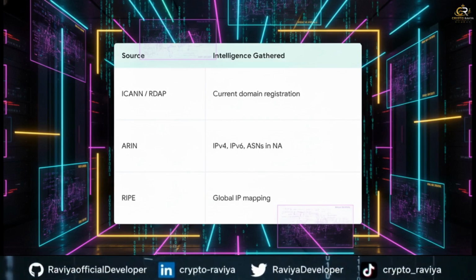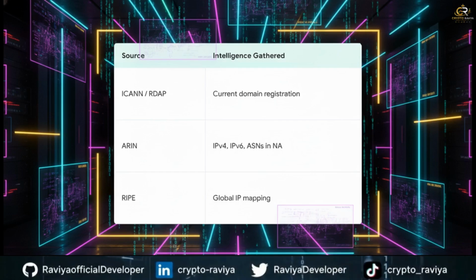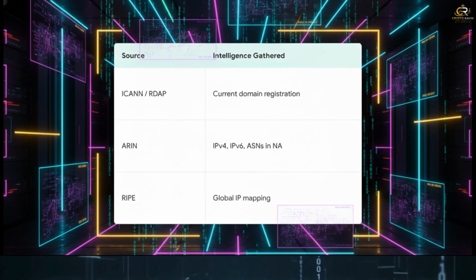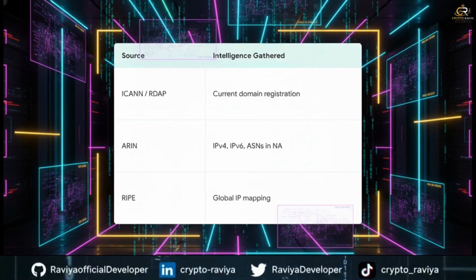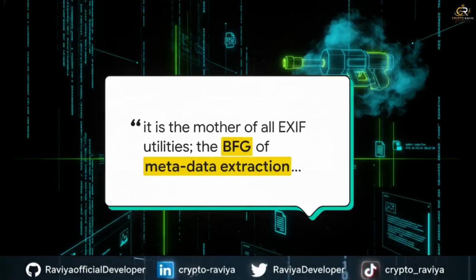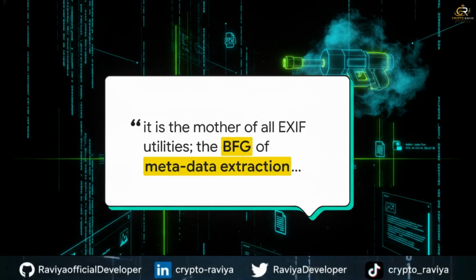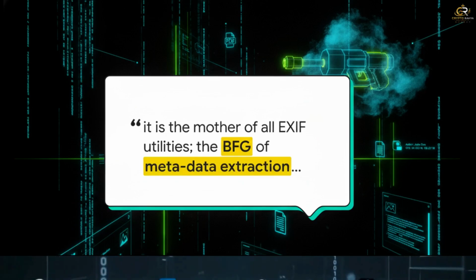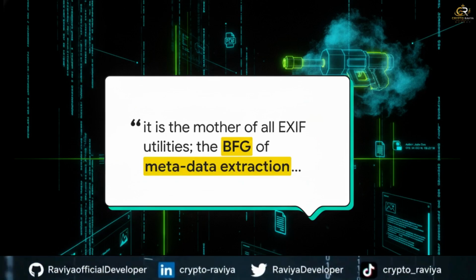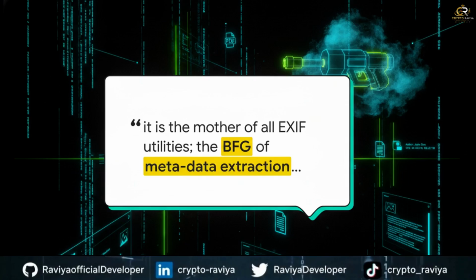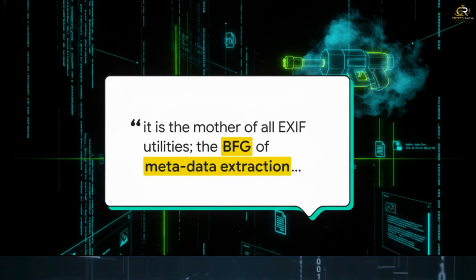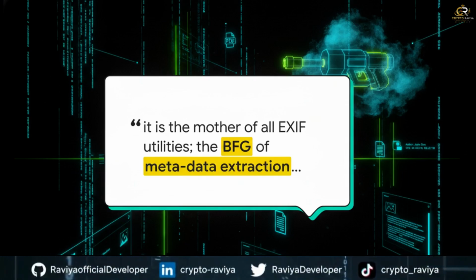For global mapping, we look to databases like RIPE. By combining these, you can effortlessly identify the exact IP address ranges assigned to your target entity. Once we know who owns what, we look for what they've left behind. Take a look at this quote about a tool called ExifTool. It's known on tech forums as the mother of all EXIF utilities and the BFG of metadata extraction.